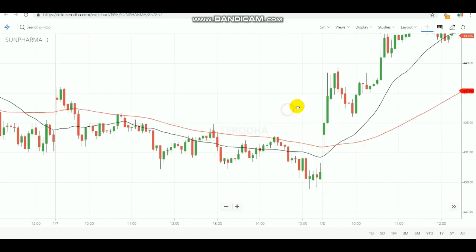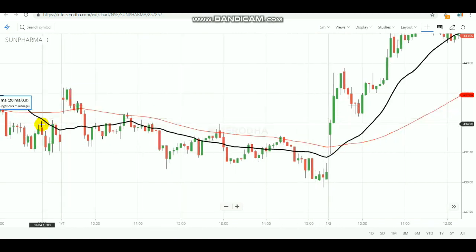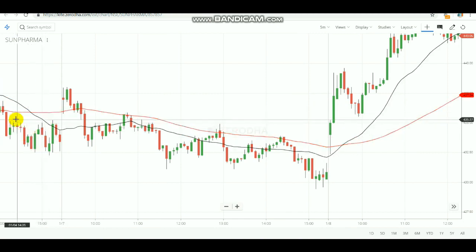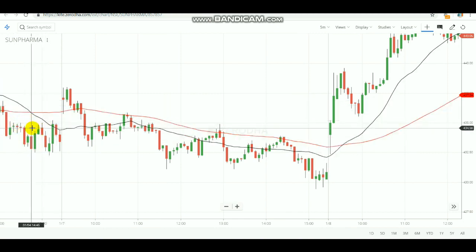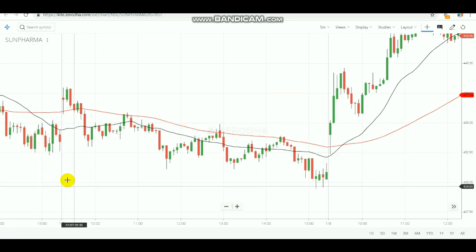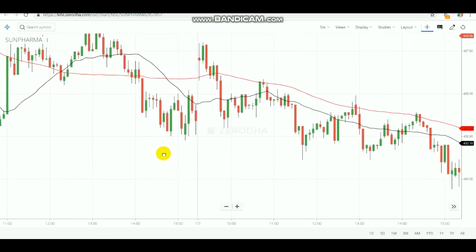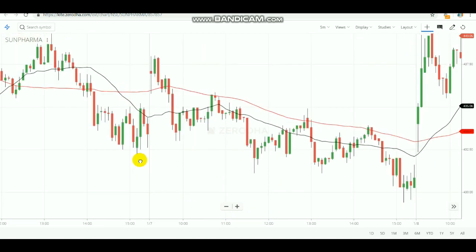Let's check with the previous one also. In the previous one, as you can see, the red line has crossed over the black one. That means you are going to sell at this point. After you would have sold it, the market came down. So here also you would have made a profit. So like this only you need to do the trades, like buying and selling.